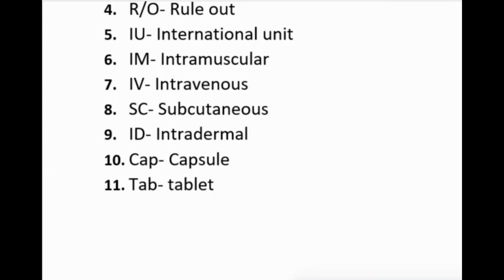We also have VL. VL means vial. A vial is a small bottle which is very hard to break, and it contains medicine which can be reconstituted. This is what we call a vial.